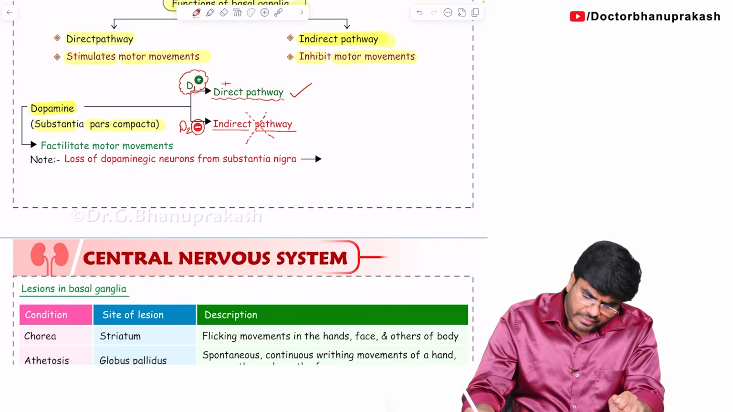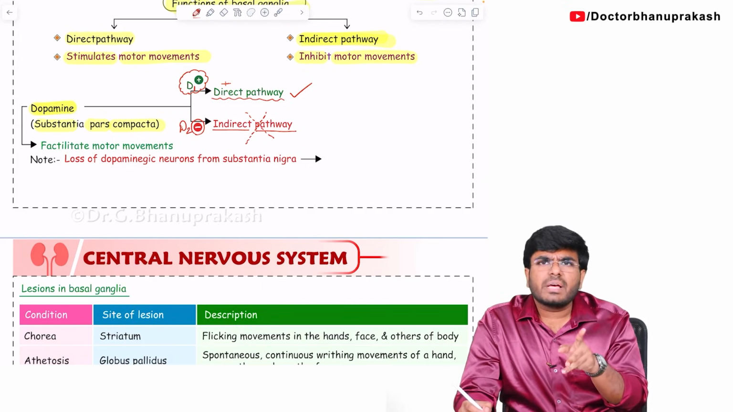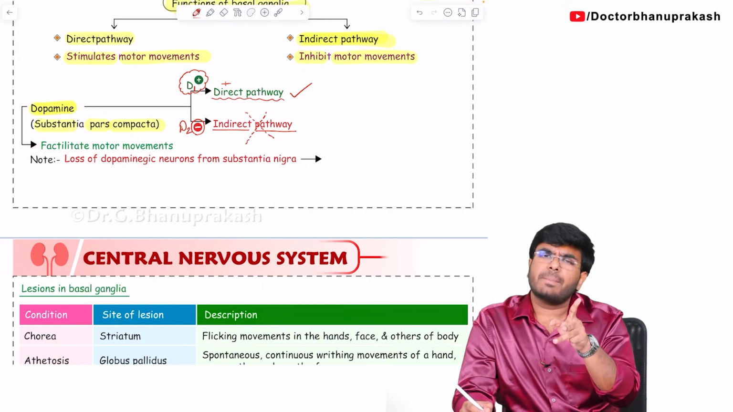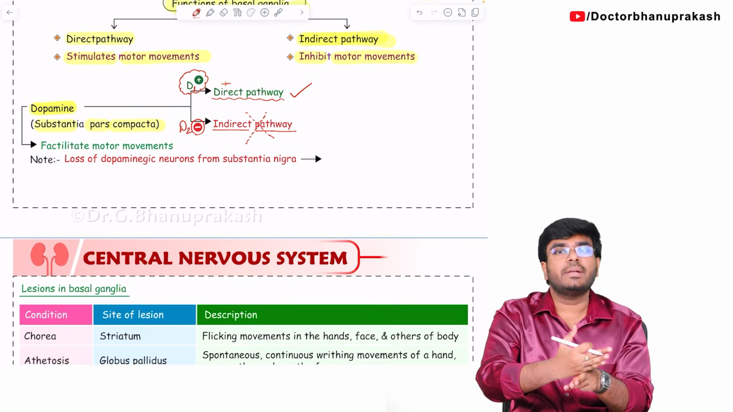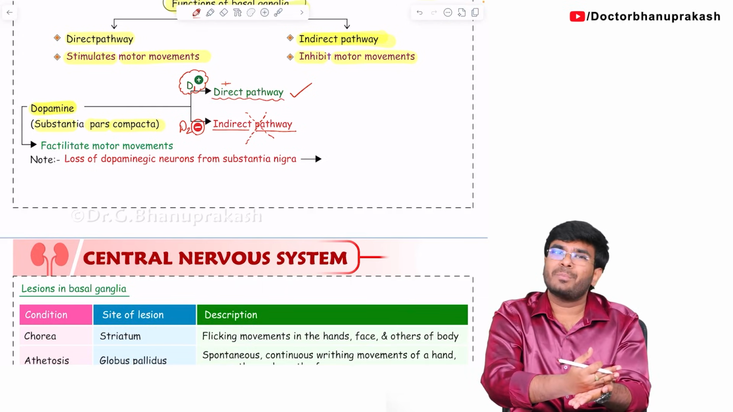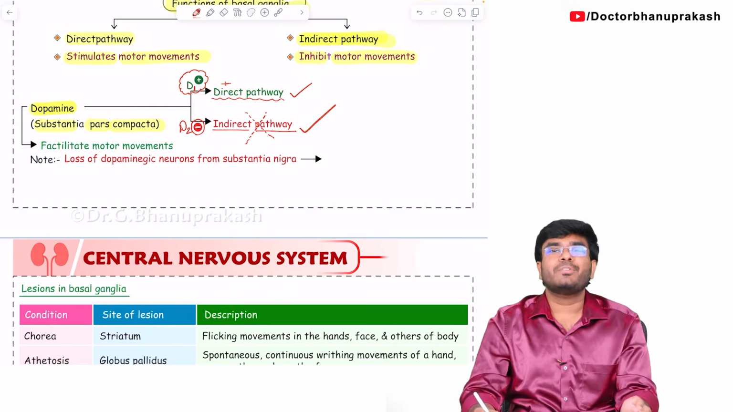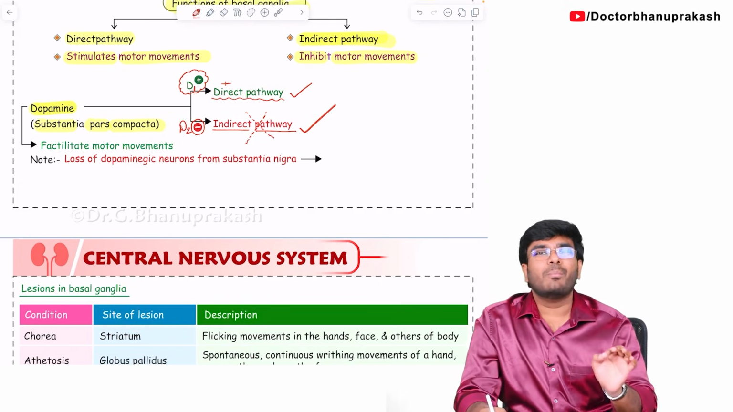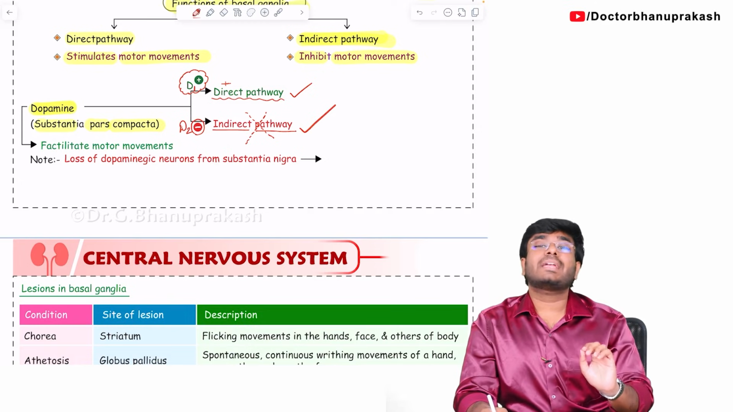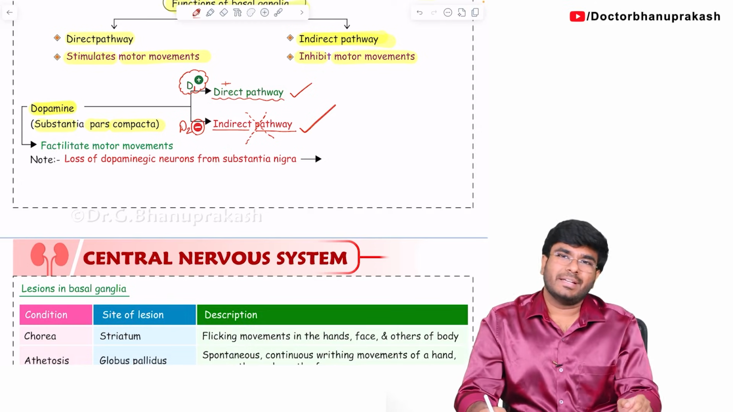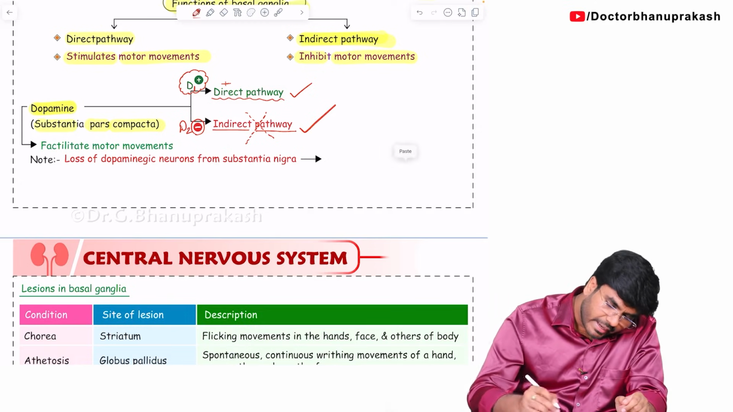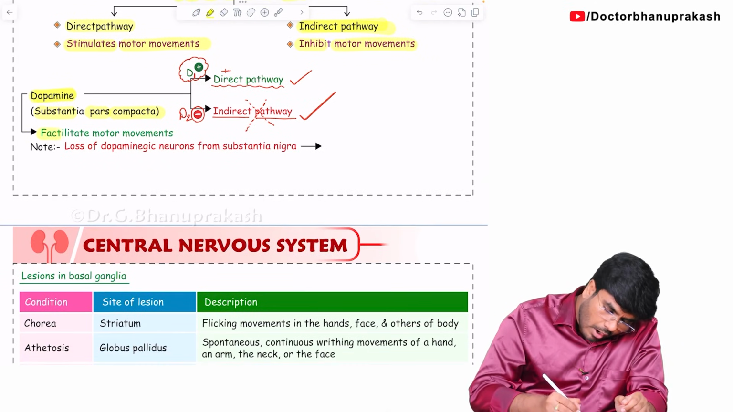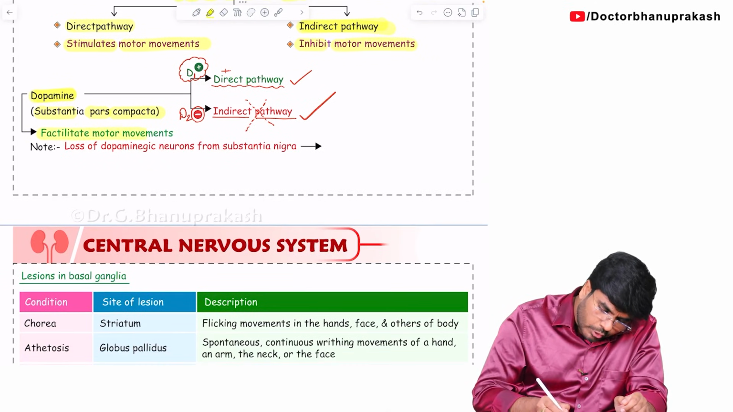Now you tell me, when the indirect pathway is inhibited, the indirect pathway is like a brake. The indirect pathway itself is a brake. Now that brake is inhibited. Now the brake is gone. When the brake is gone, again that is going to facilitate the movement. So tell me, what is the role of dopamine? Dopamine always helps in the movement. It activates the direct pathway and inhibits the indirect pathway. That is the reason why I have written here, dopamine always facilitates the motor movements.